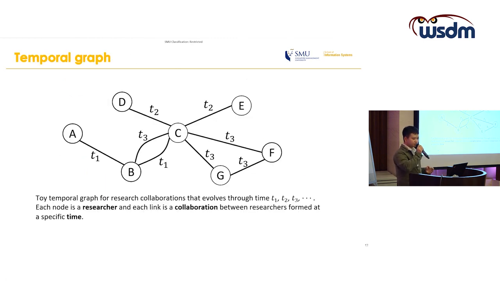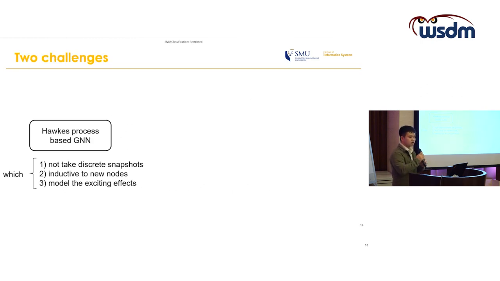Temporal graphs widely exist in our life. Here is a toy example for research collaborations that evolve through time, T1, T2, T3, and so on. Each node is a researcher, and each link is a collaboration between researchers formed at a specific time. In order to effectively model the events of link formation on a temporal graph, we propose a Hawkes process-based GNN, which does not take discrete snapshots, is inductive to new nodes, and models the exciting effects.